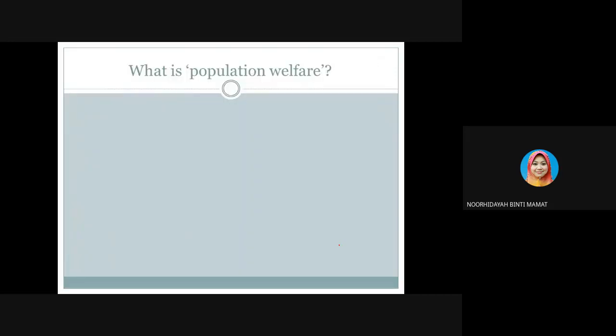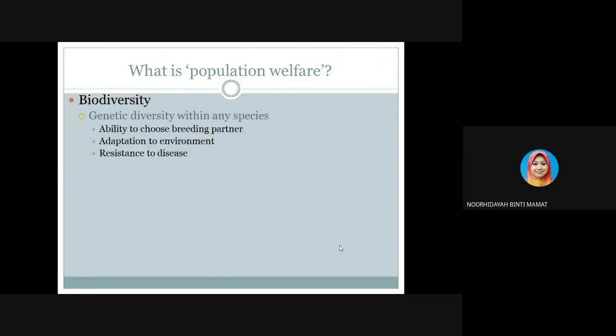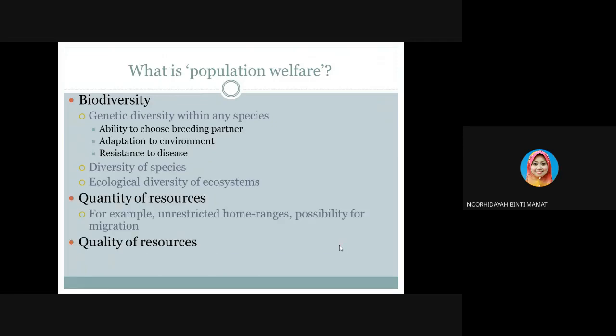So what is population welfare? Let me finish up this wording first. Population welfare implies a multi-dimensional approach. When we're talking about population welfare, it implies a multi-dimensional approach, where the individual animal is part of species populations and the species should be considered as part of complex ecosystems. So the species might interact with the ecosystem.